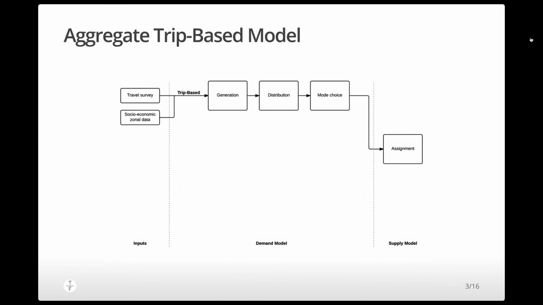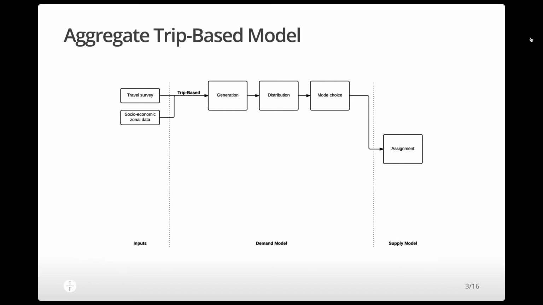So we'll first start by briefly explaining the existing trip-based model in the Asheville region, and then we'll describe how we approach the demand model differently. We've all seen this familiar four-step model flowchart with generation, distribution, and mode choice that feed into an assignment model.